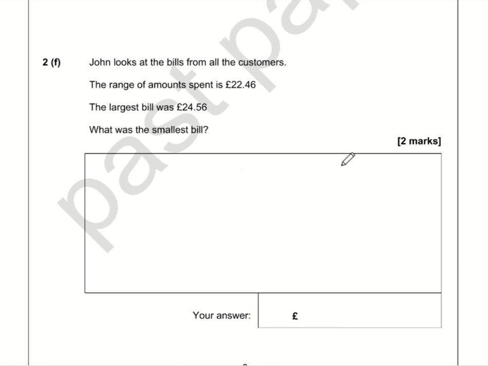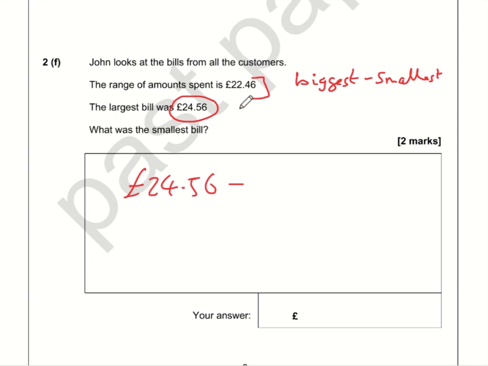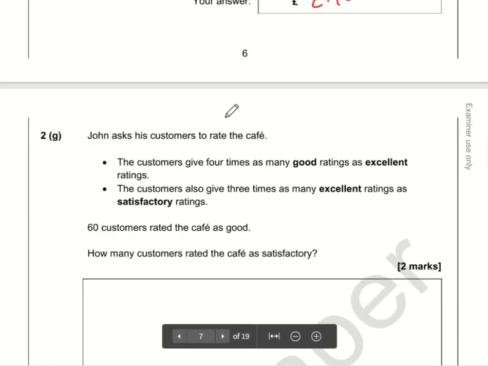So for 2F, we know that the range is £22.46, and the range is the biggest minus the smallest. So if the biggest was £24.56, then the smallest is going to be £22.46 less than that. So it's going to be quite a small bill. And £24.56 take away £22.46 is £2.10. So that was the smallest bill. And again, if we just add the range to that, we'll get back to the largest bill if you wanted to check our answer.